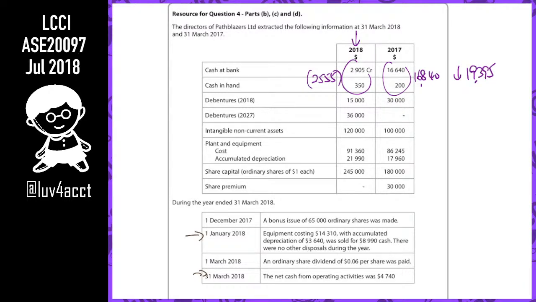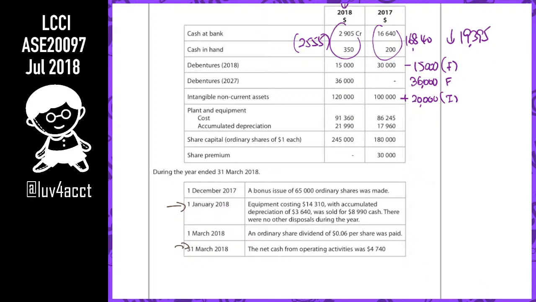Debentures. Okay, we have repaid 15,000. Okay, and then further borrow this one. Okay, financing. This is repayment. This is borrowing. Intangible non-current asset, we have more. Okay, that means we have acquired 20,000, investing negative. Okay, plant and equipment done already, and then we have to look at the share capital.